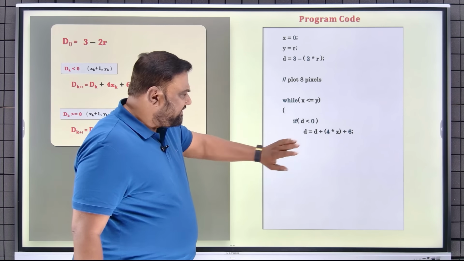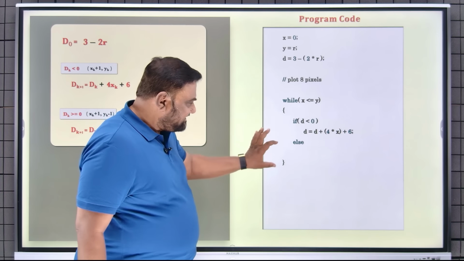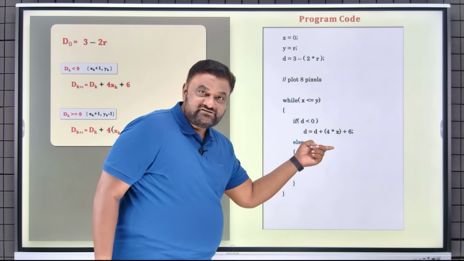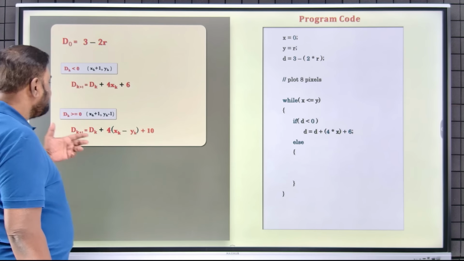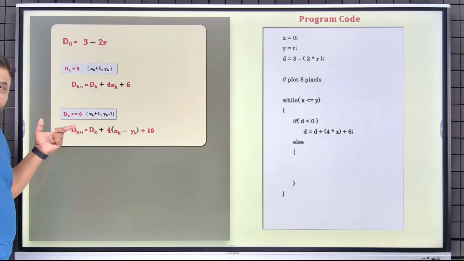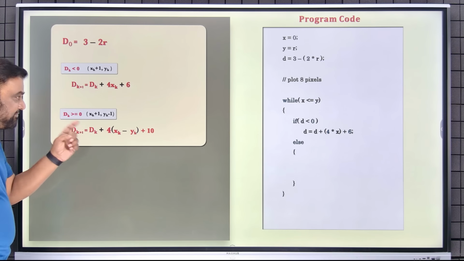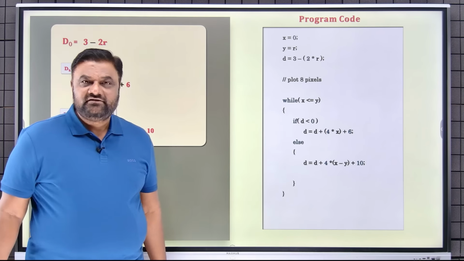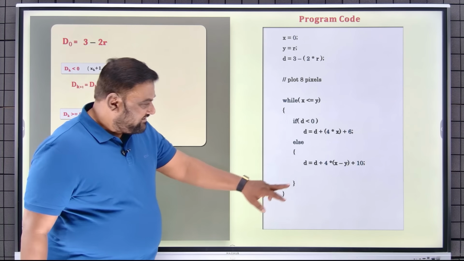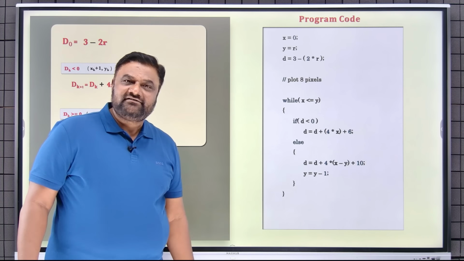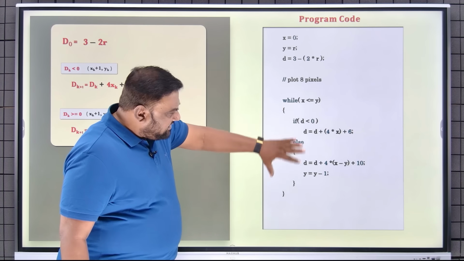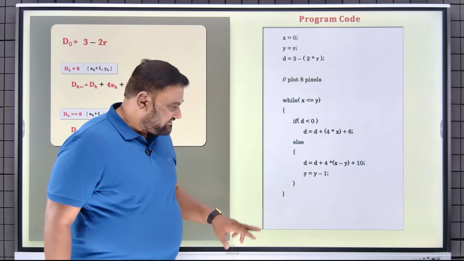So let us not do anything here, but let us write else and in the body of else. Now if d is less than 0, this is the formula. Else means it includes greater than or equal to 0. Then d should be modified like this. So d should be modified. Y should be decremented. Then where is x incrementation? In both the cases, x is incremented. So let us do it here.